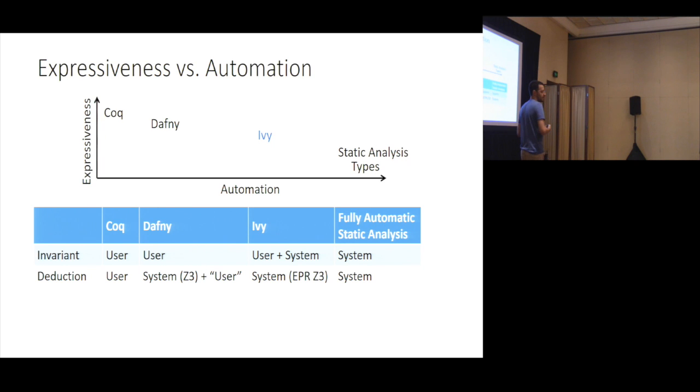On the other extreme, we have fully automated static analysis in which the system comes up with the proof and the invariant. So it's very automated, but it's a limited proof system that can't prove rich and expressive properties. And what we're trying to do with IVy is to explore a point where the deduction problem is solved completely automatically. Finding the inductive invariant, we have a user in the loop, but the system also helps with the sanity checks and with a little more automation.